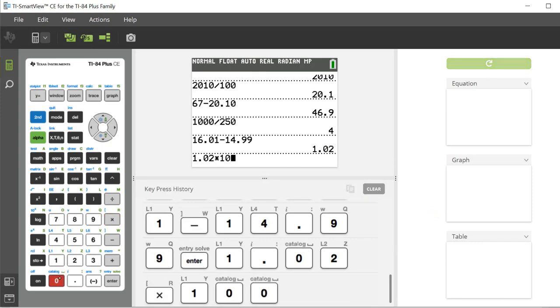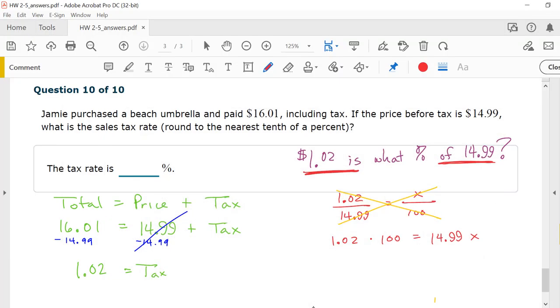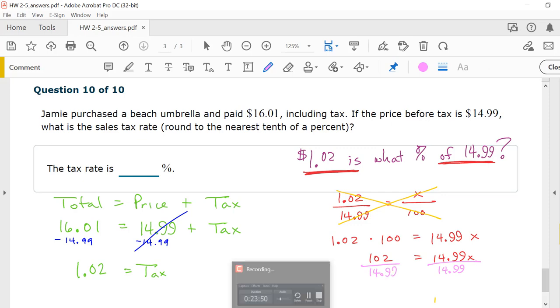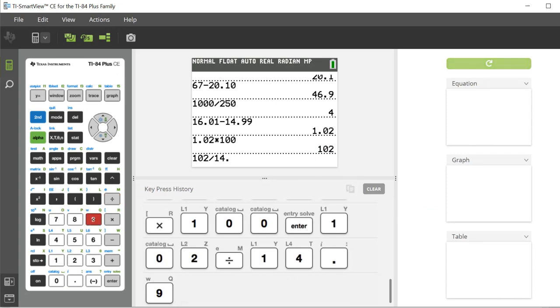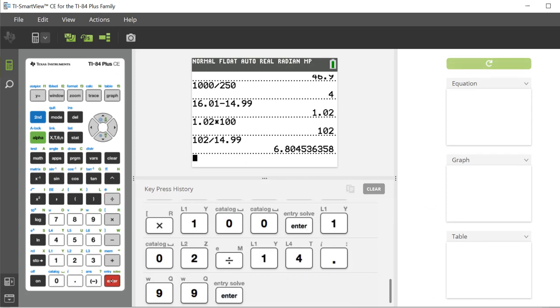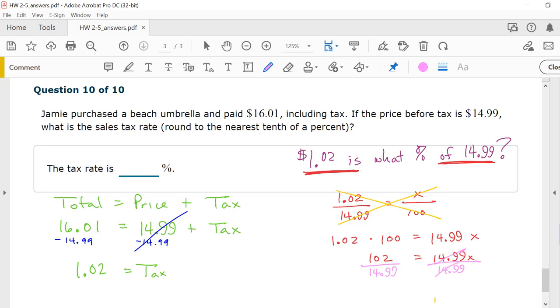1.02 times 100 is 102. 102 equals 14.99x. Dividing both sides by 14.99, 102 divided by 14.99 is 6.80. So I get 6.80 equals x. And it told me to round to the nearest tenth. So it's 6.8% sales tax.